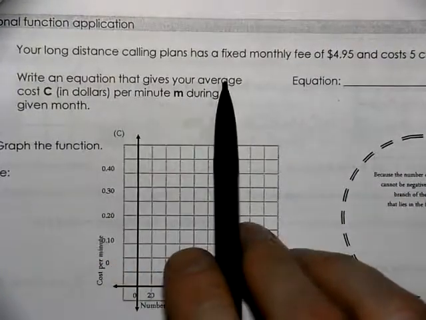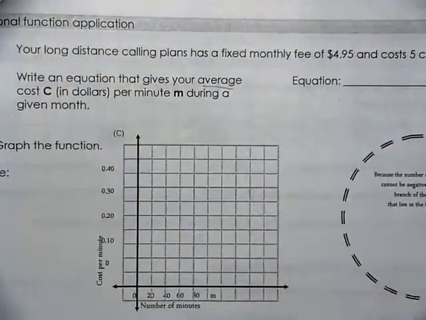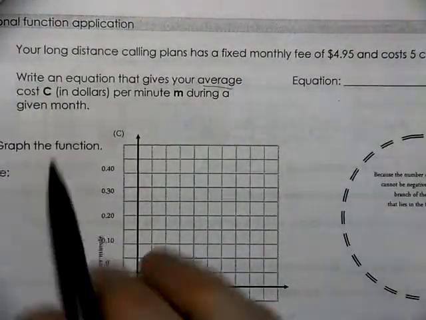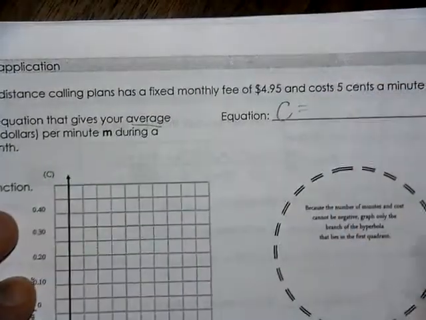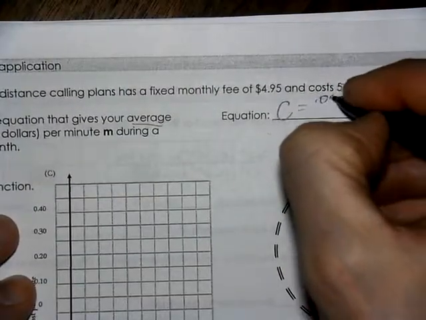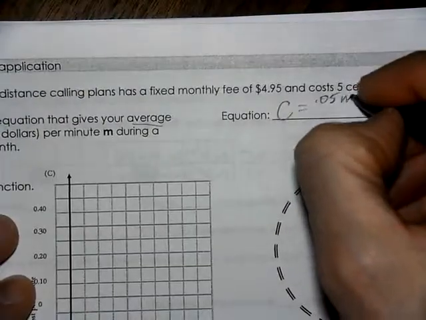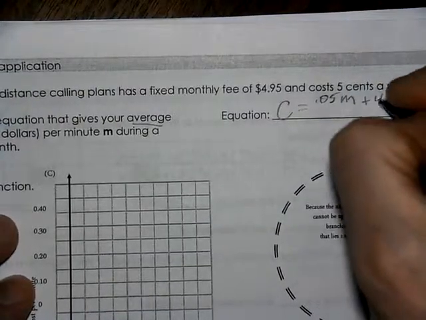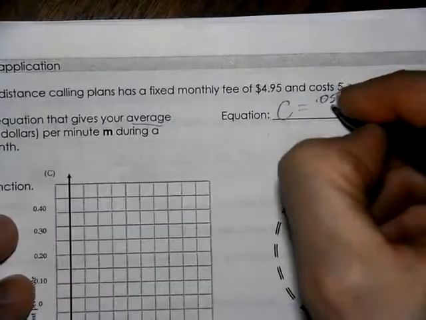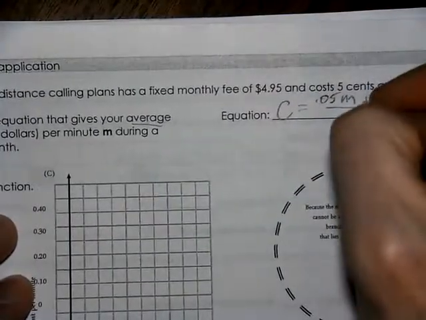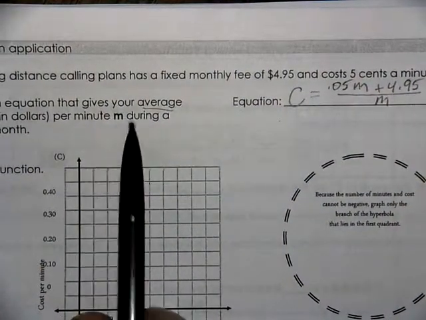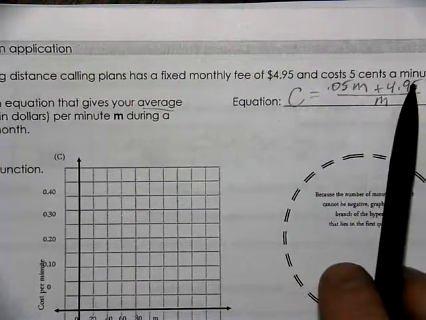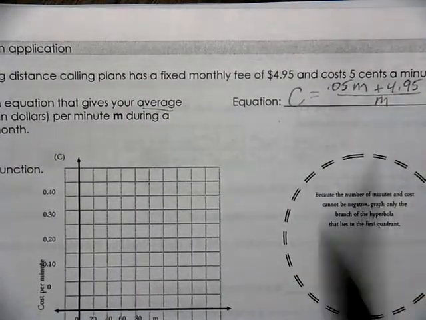Write an equation that gives your average, that's the key here, your average cost per minute during the given month. So we know that your cost is going to equal 5 cents per minute plus the fee of $4.95, all divided by the number of minutes, because it's the average cost per minute. So this takes your total cost and divides it by minutes.